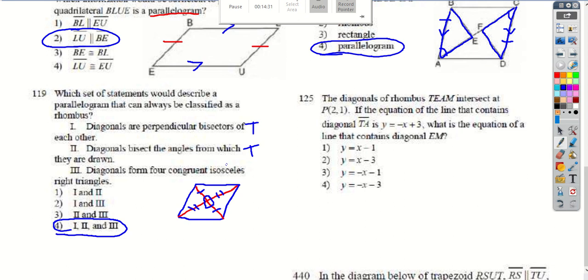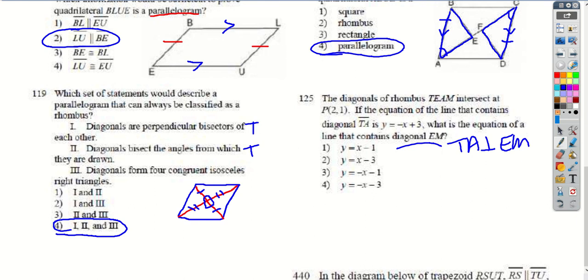All right, and then number 125, the diagonals of the rhombus intersect at the point 2, 1. The equation of the line that contains diagonal TA is that. What's the one that contains diagonal EM? So remember, the diagonals are perpendicular. So if TA is perpendicular to EM, then the slope of TA, which according to the line is -1, has to be perpendicular to the slope of EM. We know the slope is 1. So remember, -1 over 1, opposite reciprocal is +1 over 1, okay? And it's got to go through the point 2, 1.